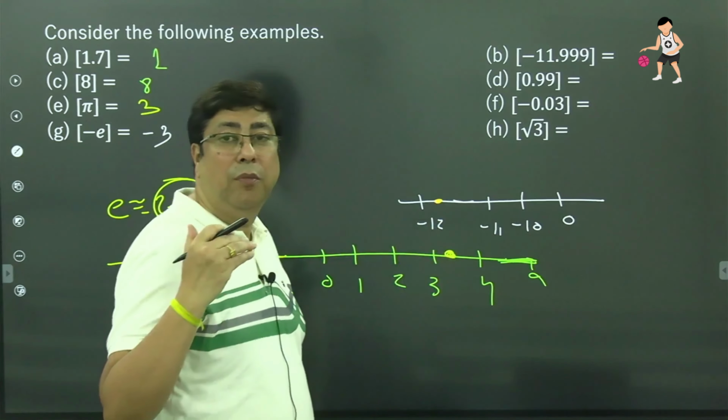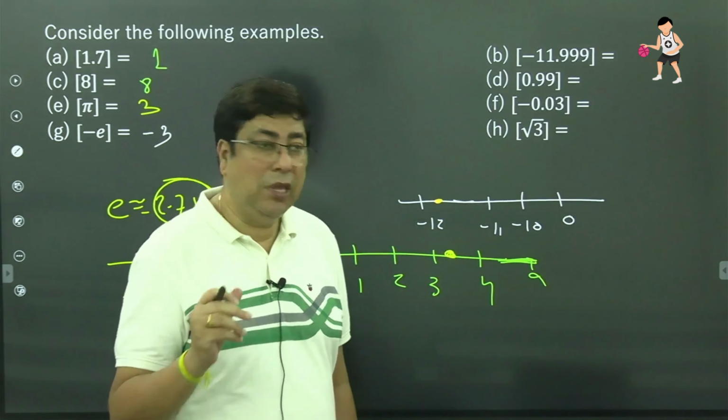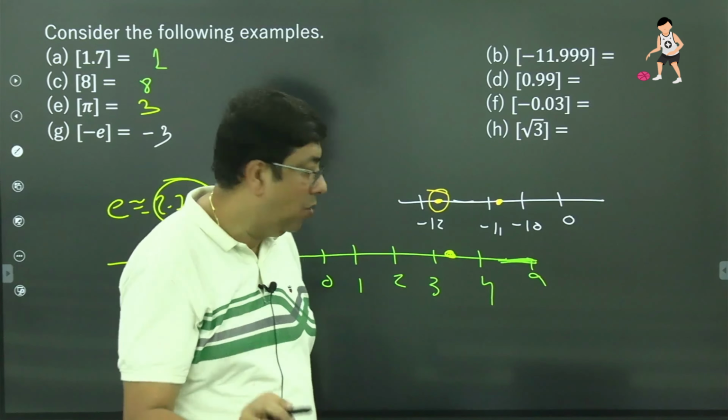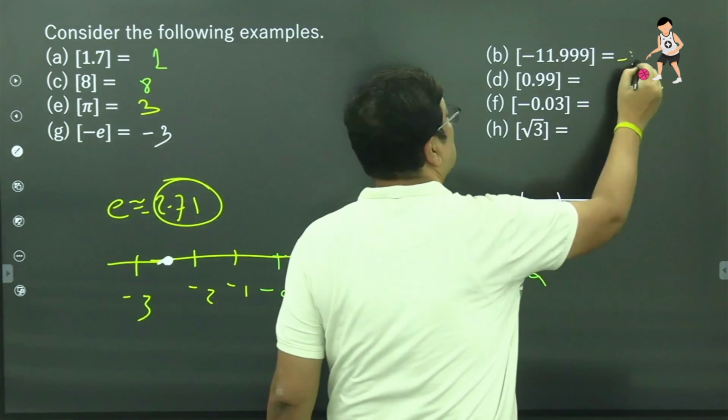Remember, a number of students make this mistake. Somebody writes minus 10 here, but it is not; it is minus 10 point something. Here it is minus 11 point something. So the box of minus 11 point something will be minus 12. So here we will write minus 12.